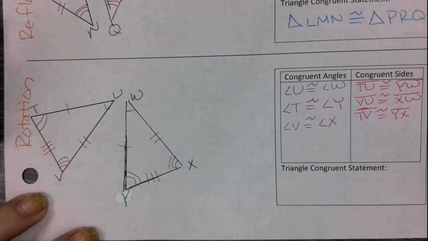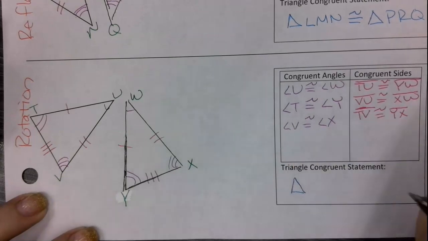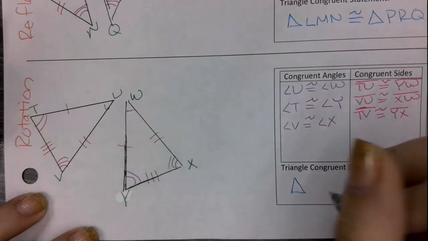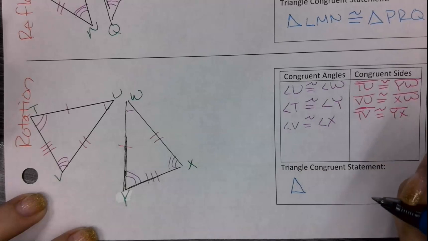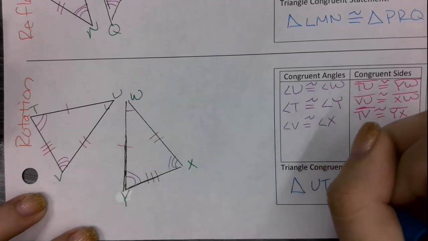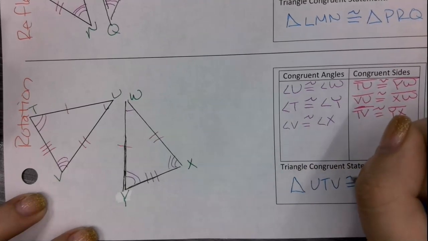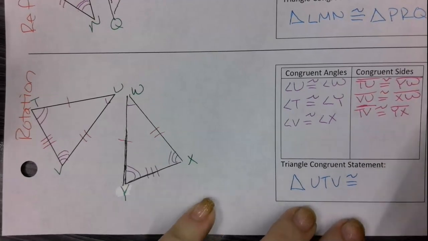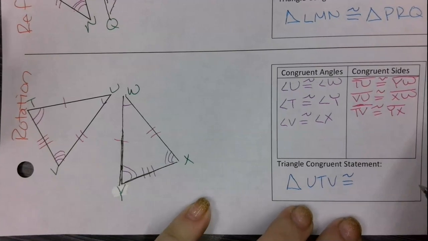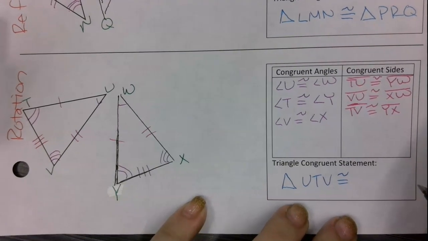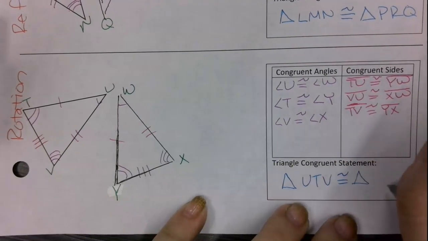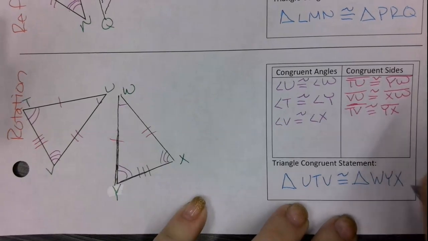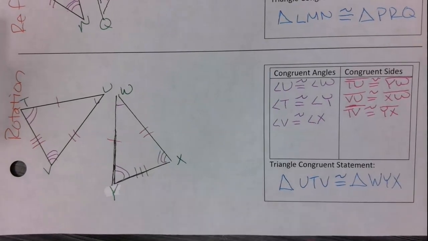Okay, and what are my two congruent triangles? Ah, that's a V. Okay, so I have UTV, and I want to go in the same order for my angles. So I want to go 1, 2, 3 on the angle marks. WYX. Are there any questions here?